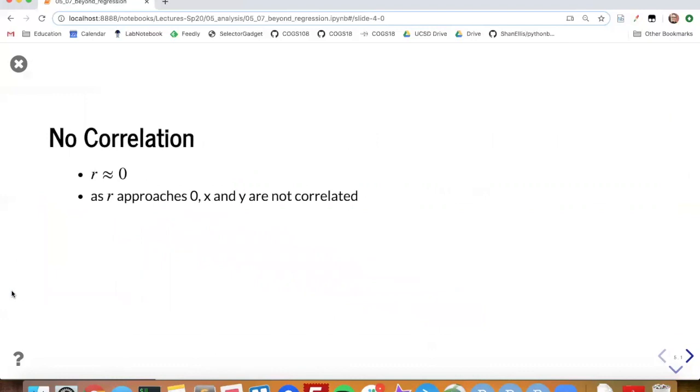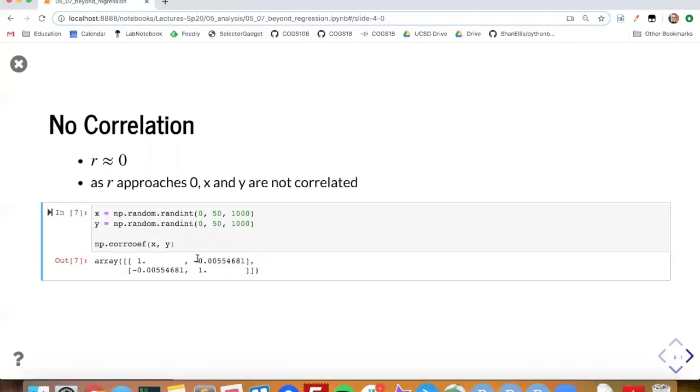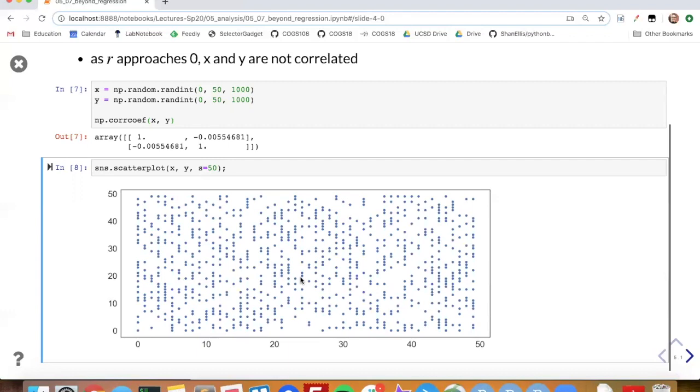The third possibility is when it is neither positive nor negative. When r approaches 0, x and y are not correlated. They don't really have a relationship. So here we see a number very close to 0. When we generate a plot from these data, you can see that there's not really any discernible linear pattern. We just have randomness across the middle. If you were to try and draw a line through that, it would be a flat line. So this is what it would look like when you have no correlation between your variables.